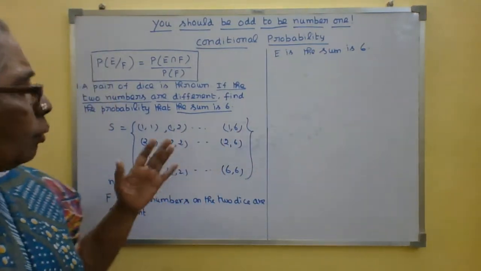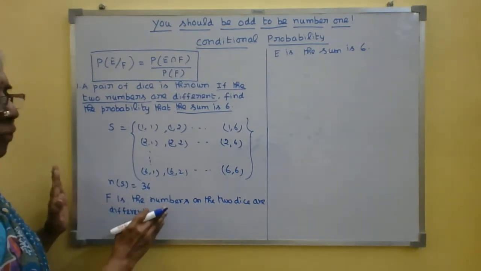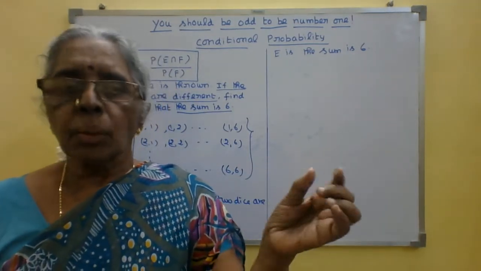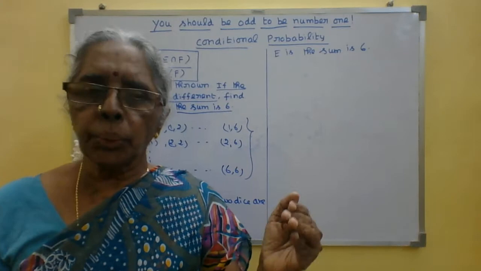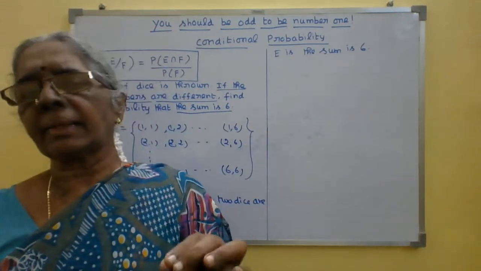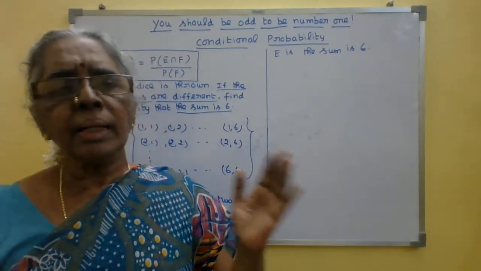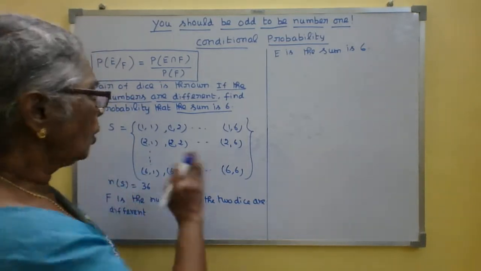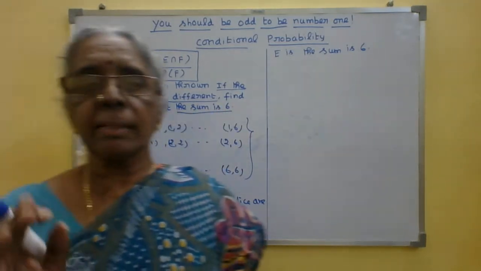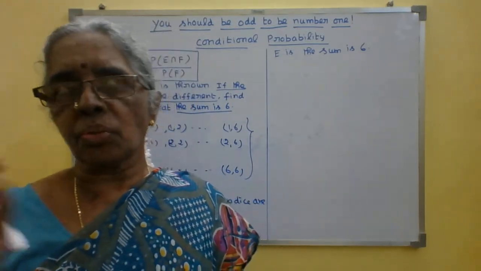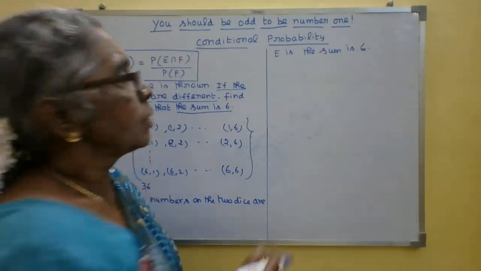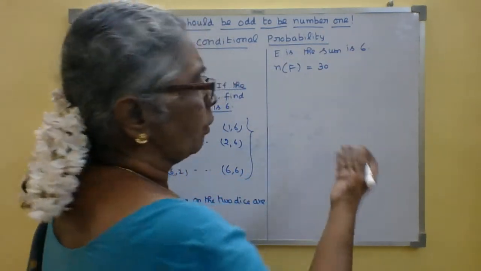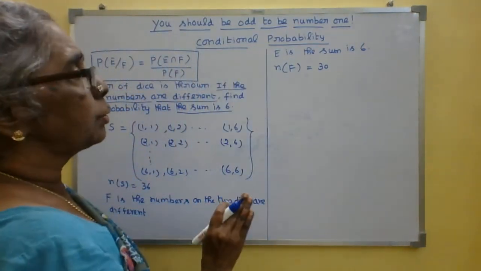Now to find this F, you know in this 36 there will be 6 doublets. Doublet means two numbers will be the same, like 1,1; 2,2; 3,3; 4,4; 5,5; 6,6. Other than these 6, in all the other outcomes the two numbers will be different. So totally there are 36. In that you have 6 doublets, that is 6 same numbers. Other than that you have 30. So I know my N of F is equal to 30. I need not write all the 30, no need. So write N of F is equal to 30.